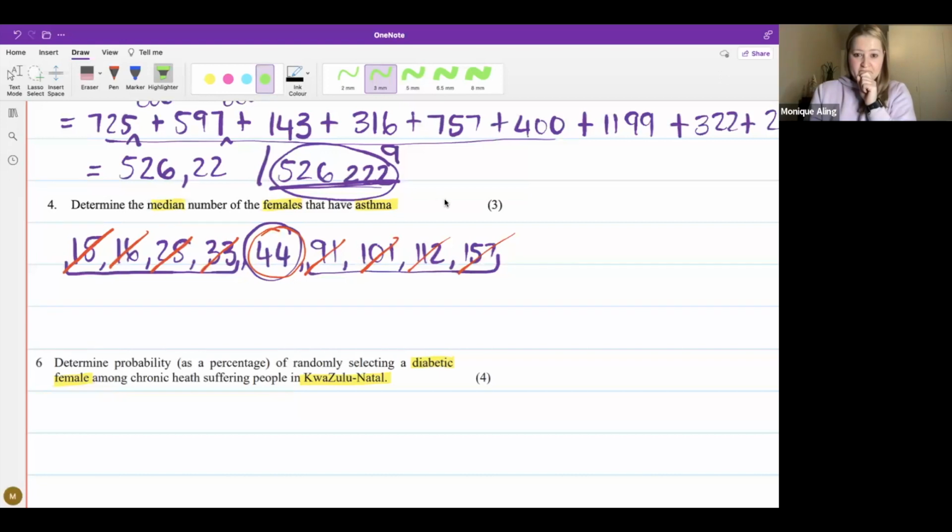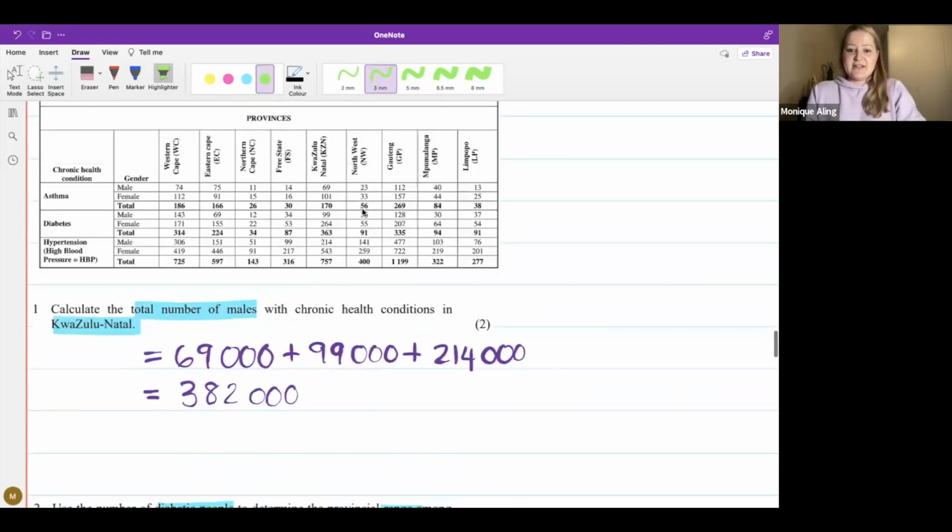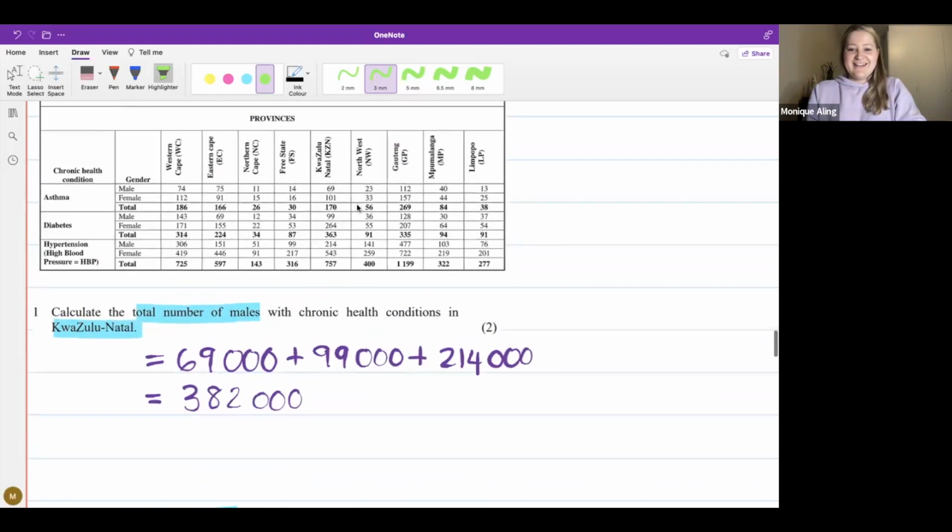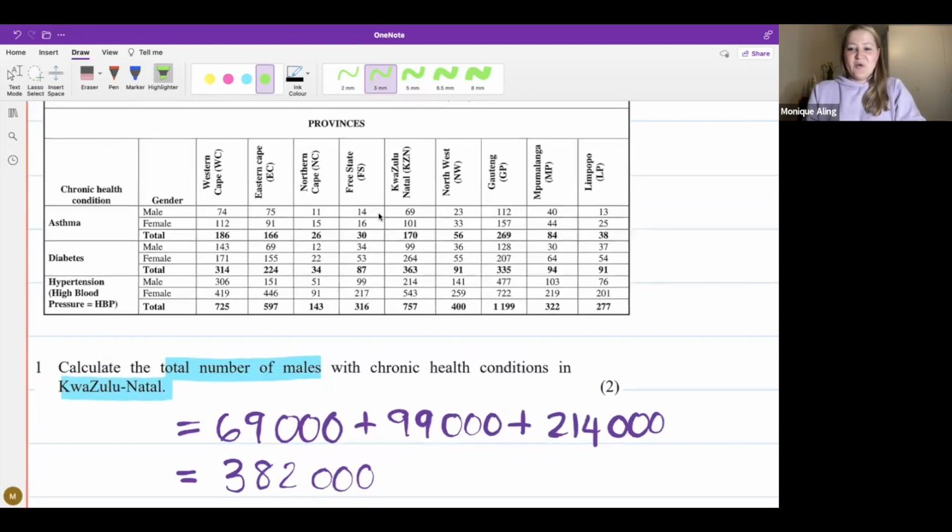Yeah, I can still calculate it. Sorry? I can still calculate it. Yeah. Do you want to quickly calculate it? Oh, yes, please. Okay. Let me know what you get.